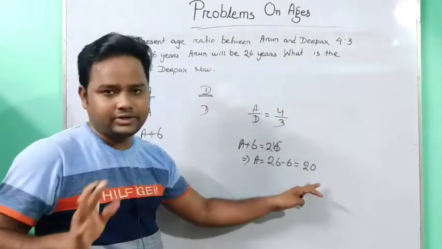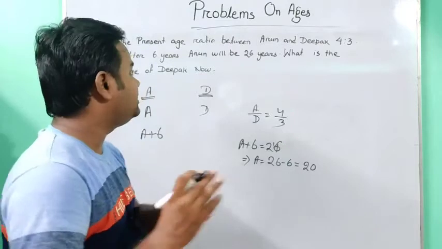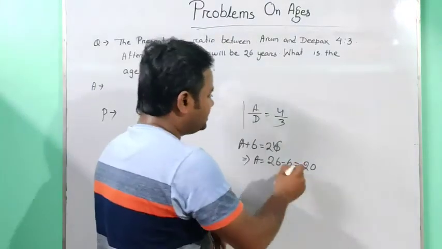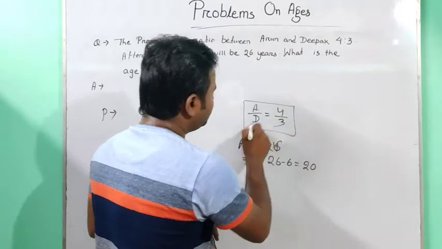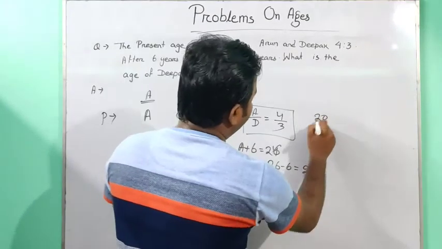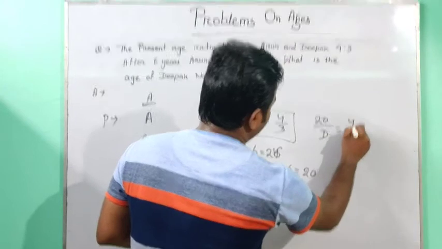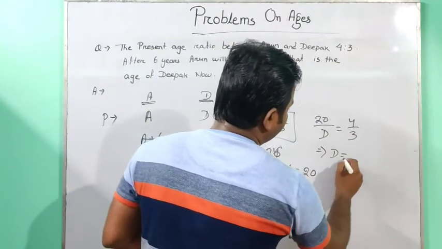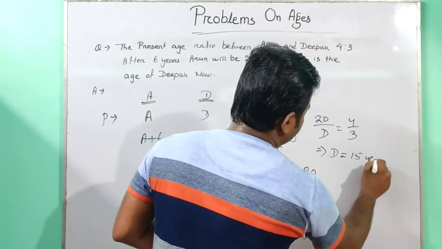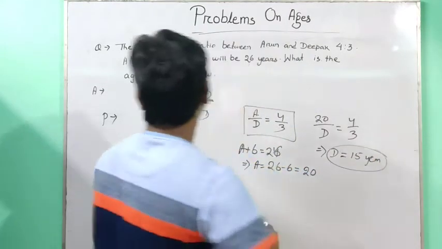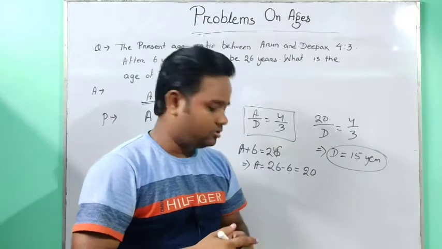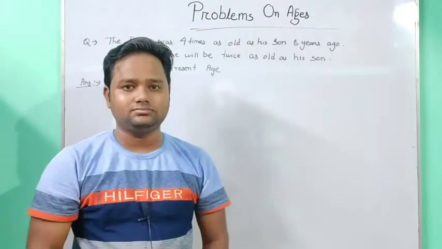The value of A is 20. What we have to find is the age of Deepak, so we put the value of A in this equation: 20 by D is equal to 4/3. That implies the value of D is 15 years. The question asks the age of Deepak, and the age of Deepak is 15 years. Okay, let's go to the next question.